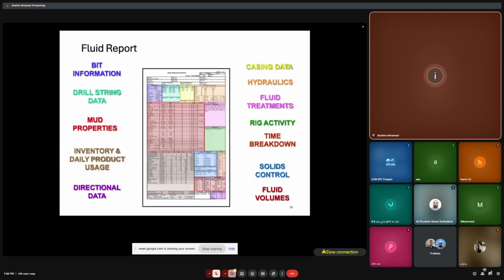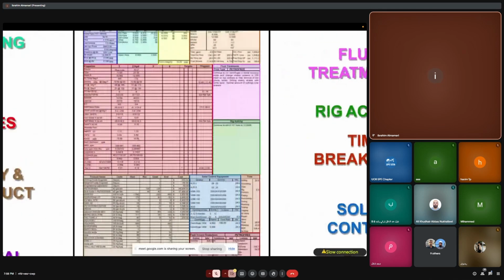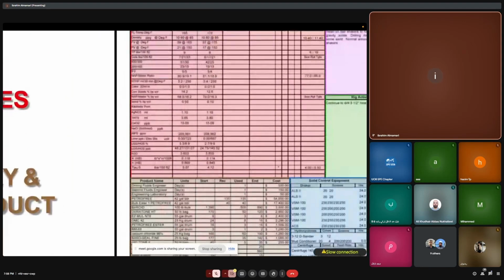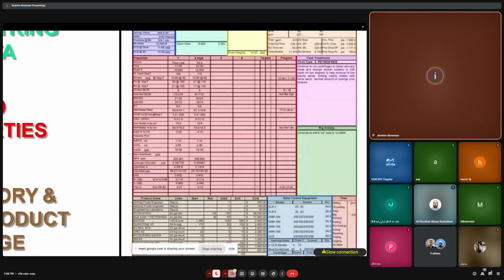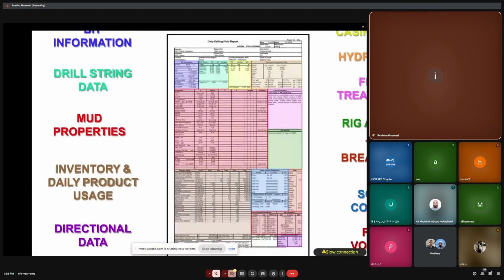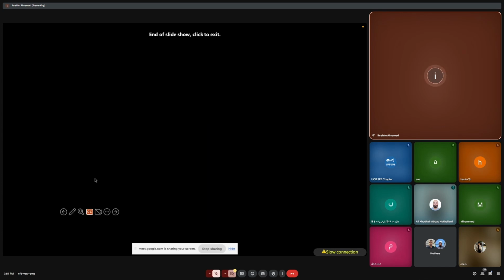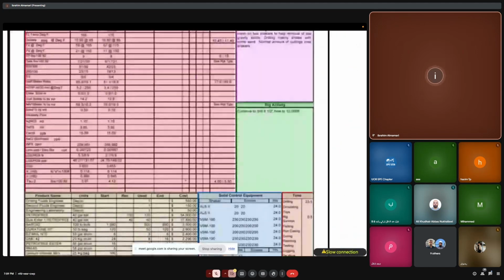Daily, the fluids engineer submits a report, and I put an example of this report. Usually the fluid engineer does a fluid check twice a day. I think it's very hard to read this one, but the next slide will tell you. However, you will have the bit information, the drill string information, the mud parameters, and the chemical inventory as well. I have only this page. I will show you.